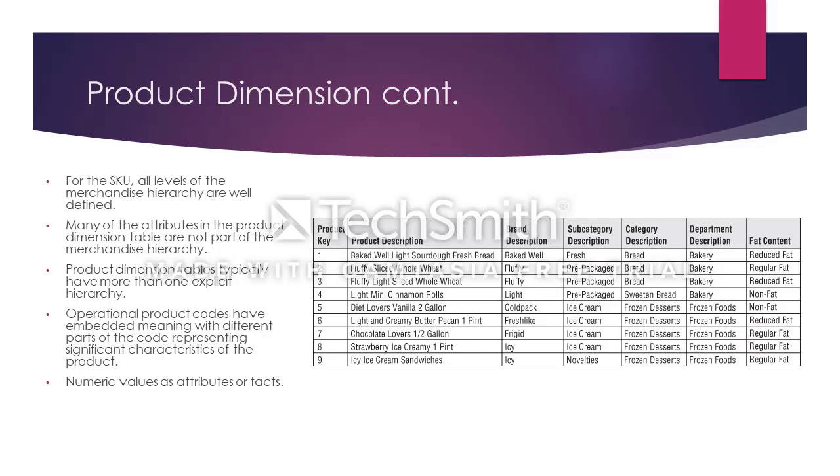Often, operational product codes have embedded meaning, with different parts of the code representing significant characteristics of the product. Multi-part attributes, in this case, should be both preserved in their entirety within the dimension table and broken down into component parts. An example of this is if the 5th through 9th characters in the operational code identify the manufacturer, then the manufacturer's name should also be included as a dimension table attribute.